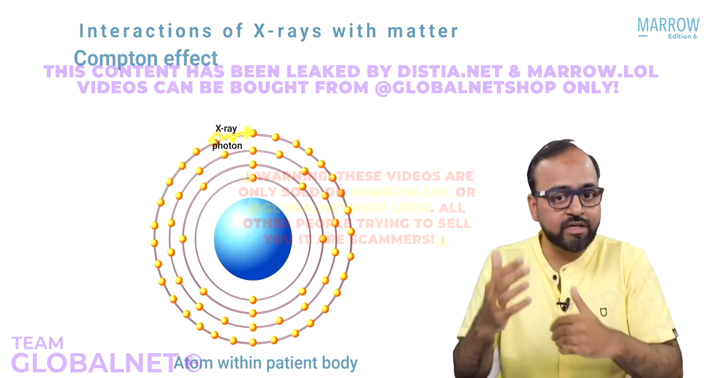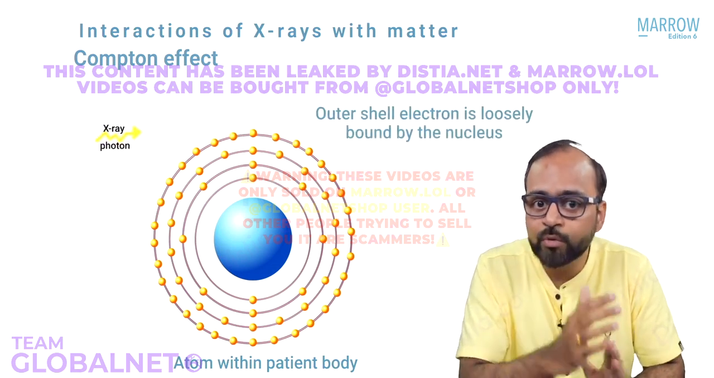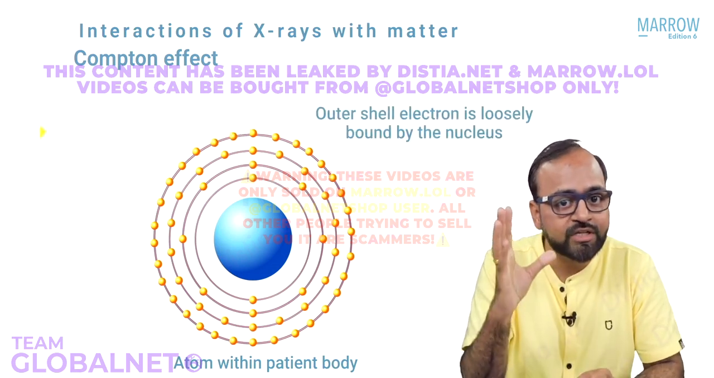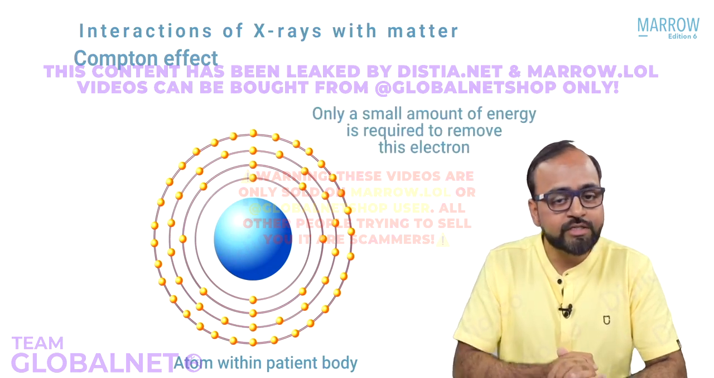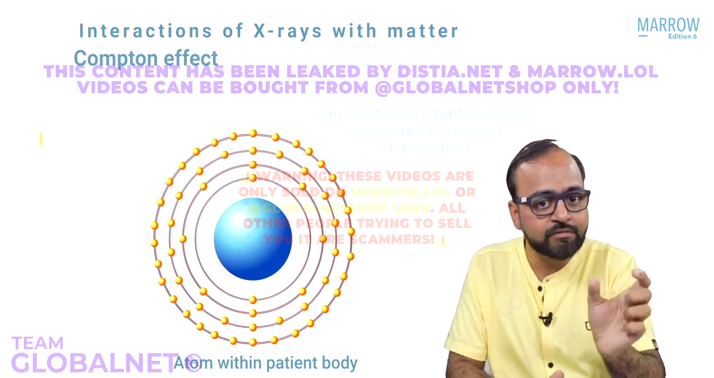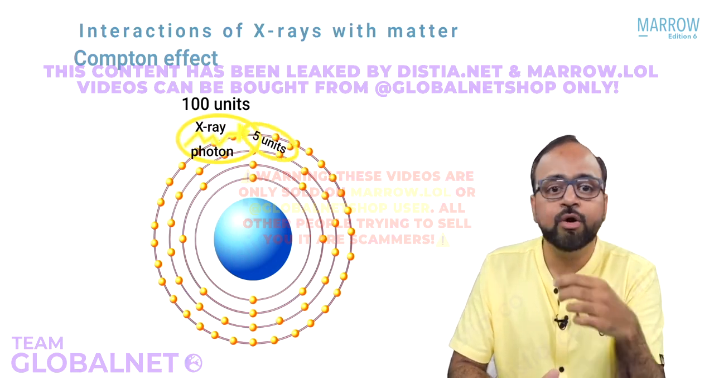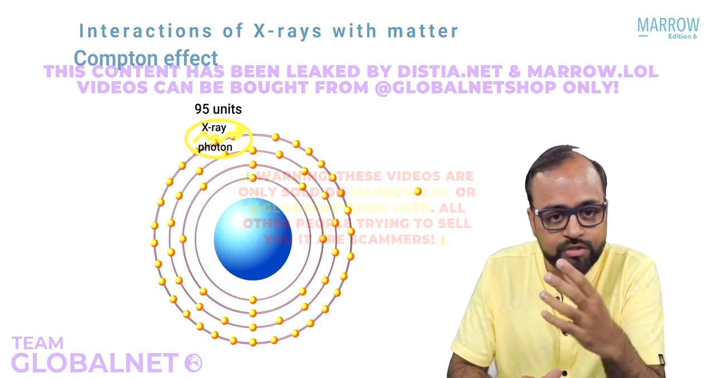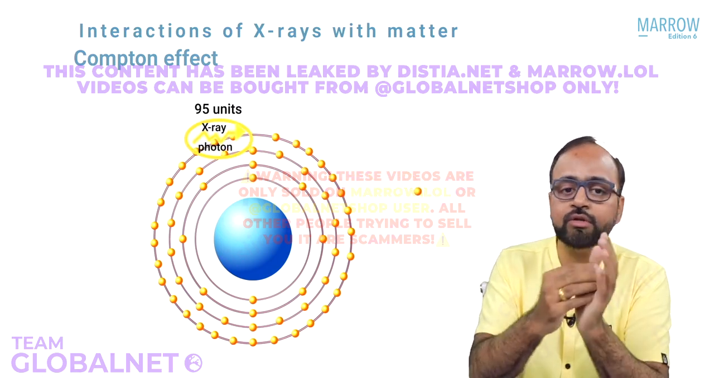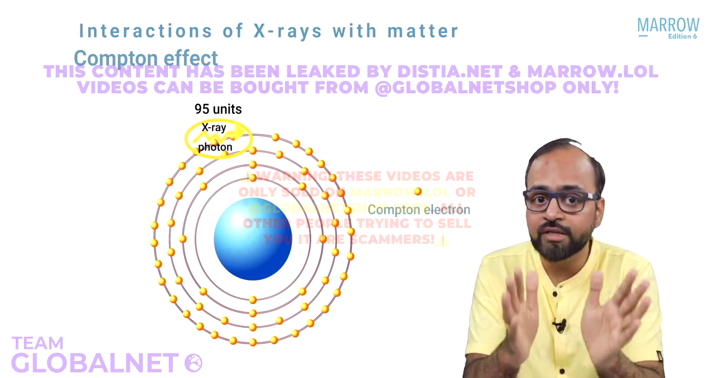Now see, the outer shell electron is very far away from the nucleus, so it is very loosely bound. So to remove this outer shell electron from this particular atom, a very small amount of energy will be required. Just imagine that if the X-ray beam comes in with an energy of say 100 units, out of this 100 units, only 5 units is required to remove this outer shell electron when this collision occurs. That 5 units is given to that electron, the electron is thrown out of the atom. This electron is then called as the Compton electron.